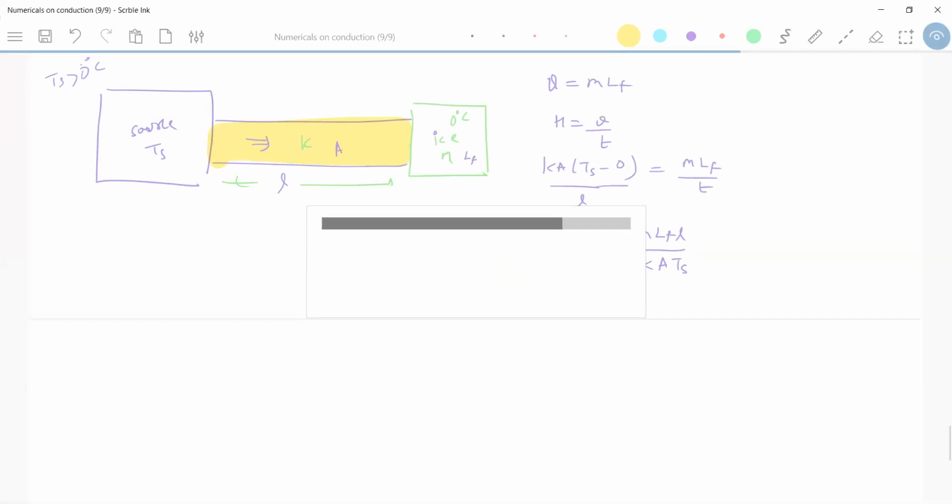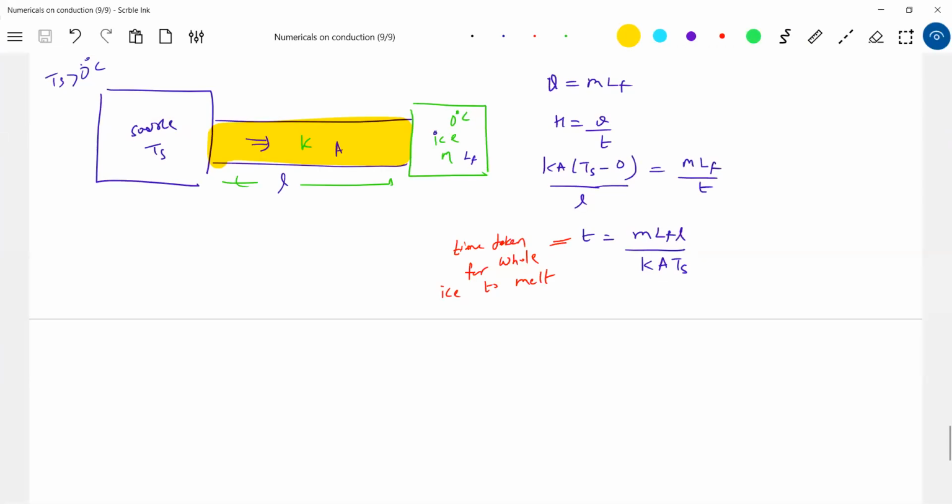Sir, why here will the temperature of ice not change? We all know that when a body changes its state, what will happen to the temperature? It will not change, no? Common sense.